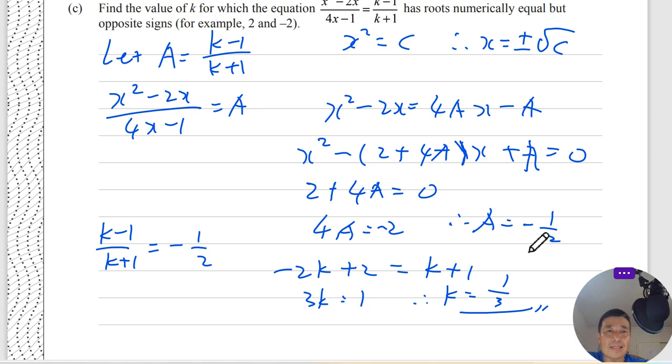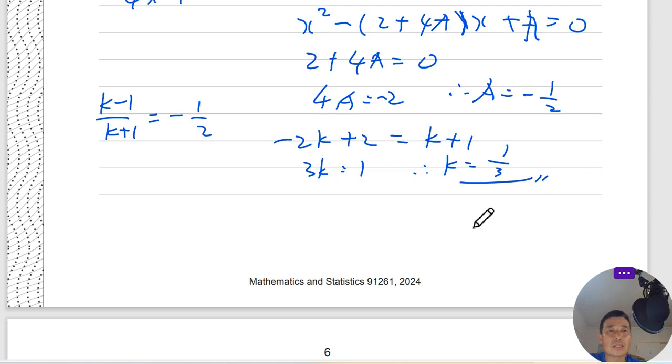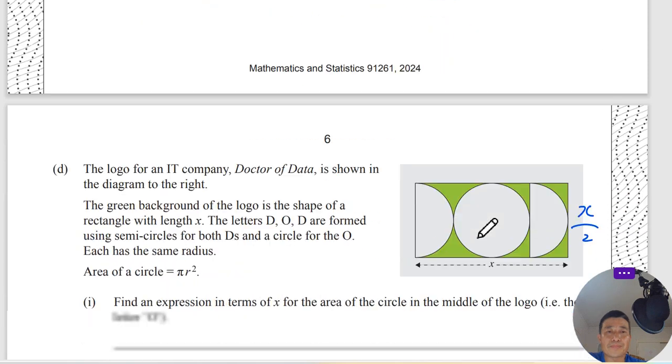However, we are not finding a, but finding k. So I substitute a to k minus 1 over k plus 1. So you have to substitute back. So k minus 1 over k plus 1 is negative half. And times by k plus 1 on both sides leaves k is 1/3. So, it is a challenging question, but it's a good question.